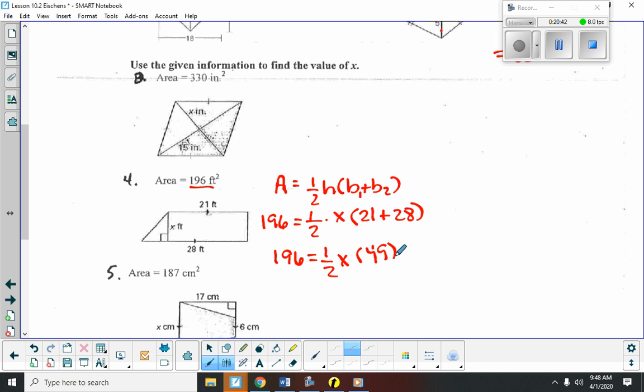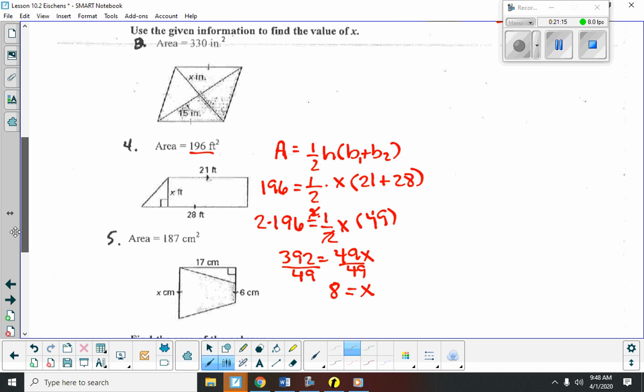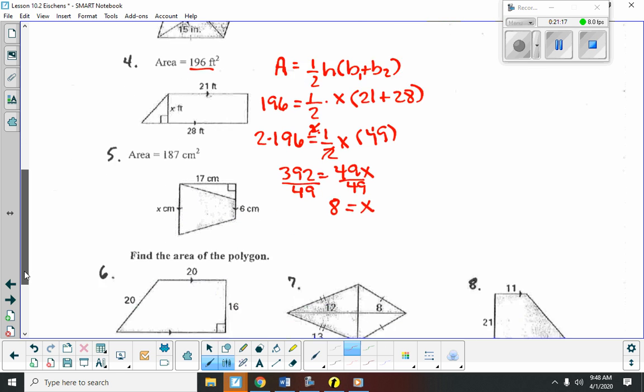All right, so what I do with this always is get rid of that fraction. So you're dividing by 2. I would multiply both sides by 2. So 196 times 2 is 392. And 2 times 1/2, that cancels. And this would be 49x. So then you just divide both sides by 49. So 392 divided by 49 is 8. And that's your answer. So with these problems, write down the formula and plug in what you know.